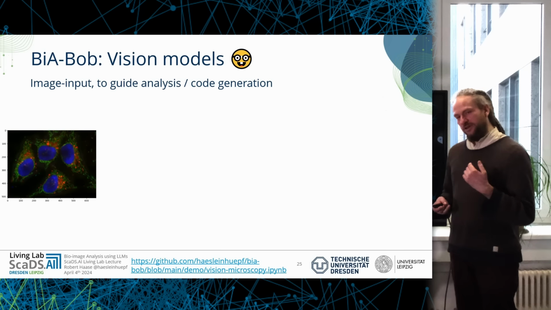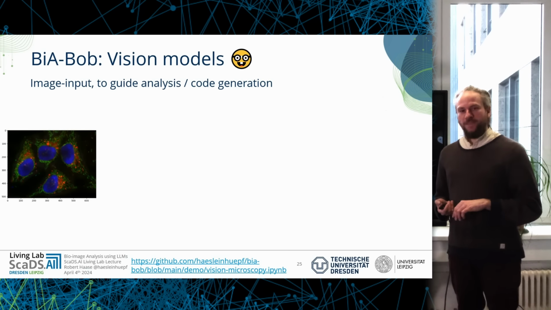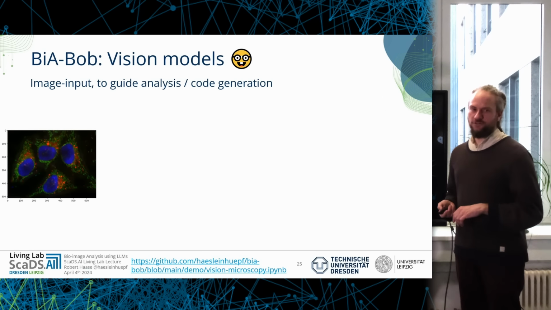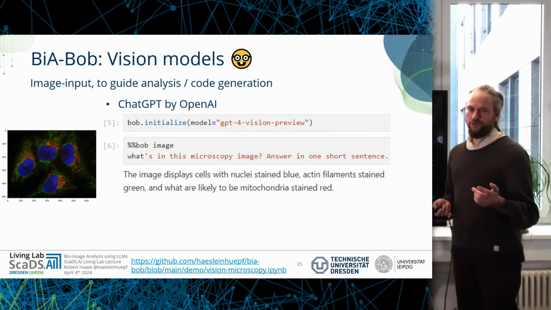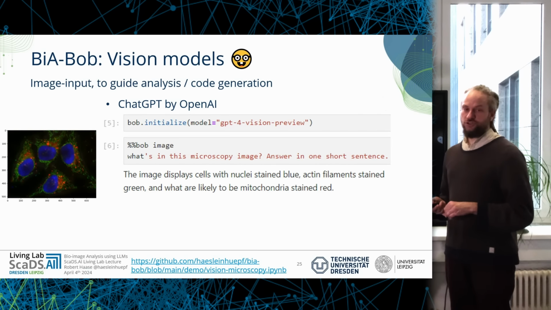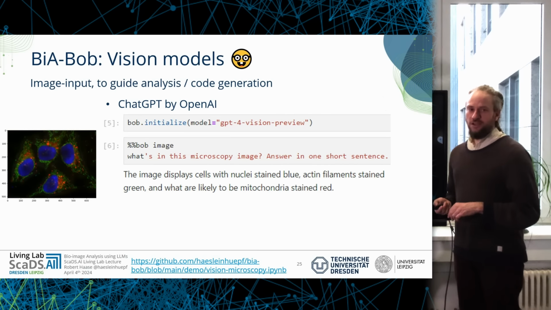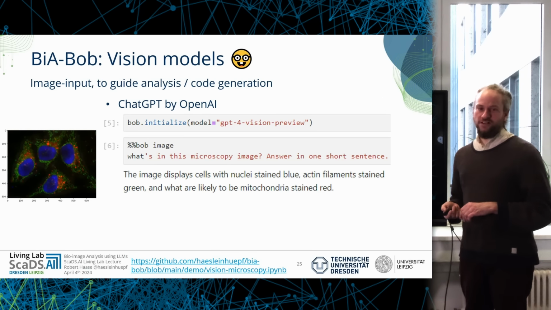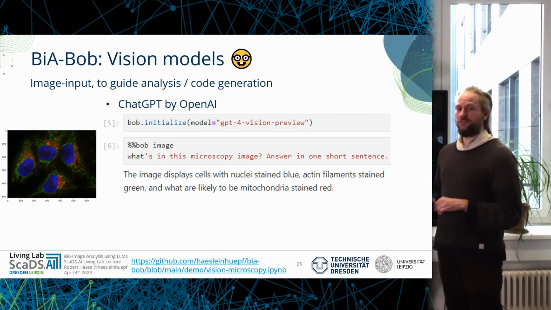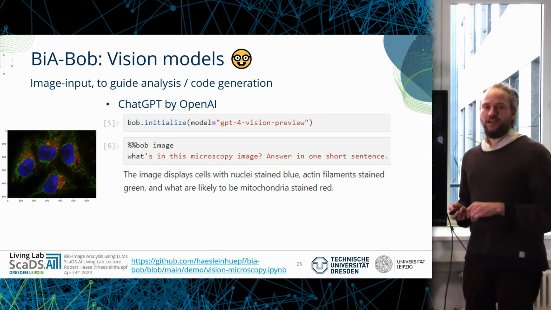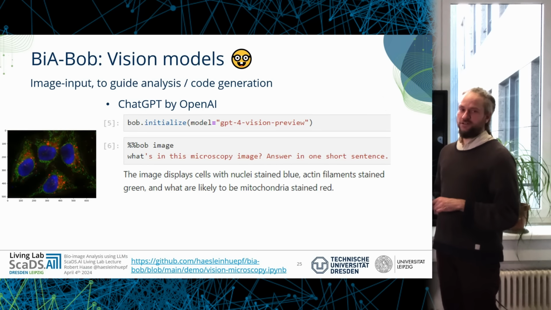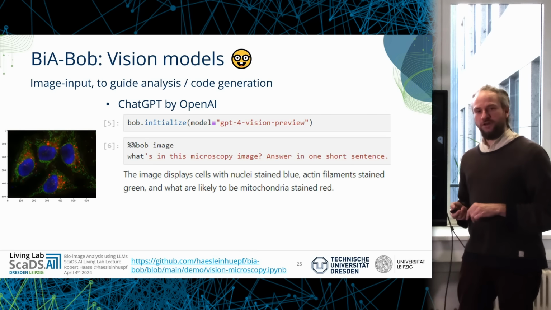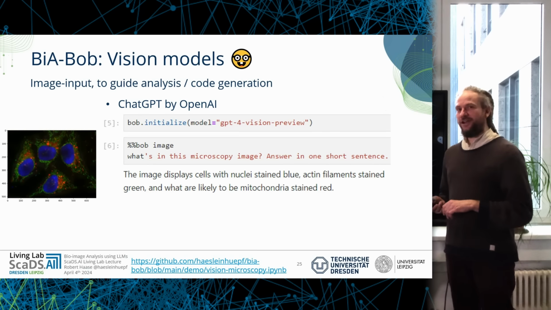One more step in a similar direction. Imagine we could now use an image as an input and not just a text, not just a prompt. So here, for example, I'm using ChatGPT 4 Vision, and I ask what is in this microscopy image, and the model answers: the image displays cells with nuclei stained in blue, actin filaments stained in green, and what are likely to be mitochondria stained in red. I'm not exactly sure about the last two, but I think the nuclei, at least in blue, that's correct.